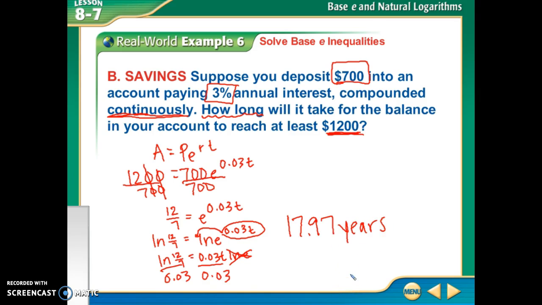Okay, natural log is just like a logarithm, except we use it whenever we're working with the base e. But all of our rules and properties still apply, and then we have our new continuously compounded formula where A equals Pe to the rt, our PERT formula.